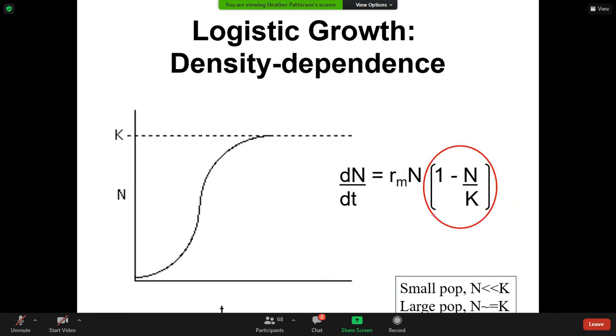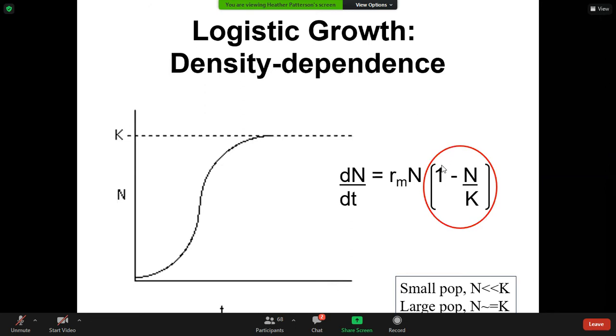So logistic growth, therefore, is density dependent. The more individuals you have competing for the resources, the more strain there will be on the population. So in a very small population, before it grows, just like when we had the caribou earlier, your population size is a lot less than your carrying capacity. So your population size N right here is a lot less than your carrying capacity. And so if N is much smaller than K, then this N over K value is a very, very small number.